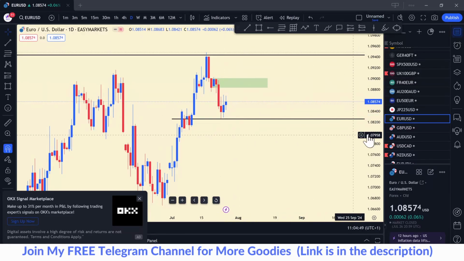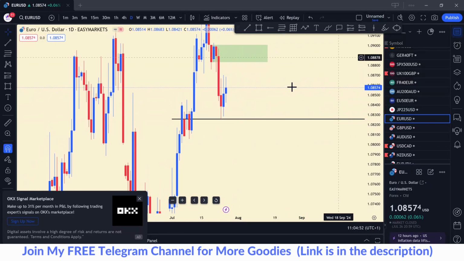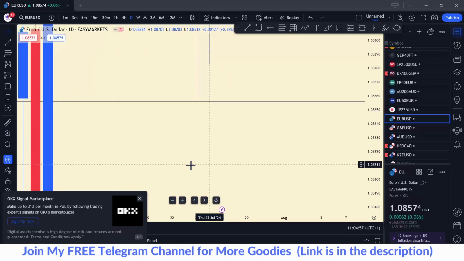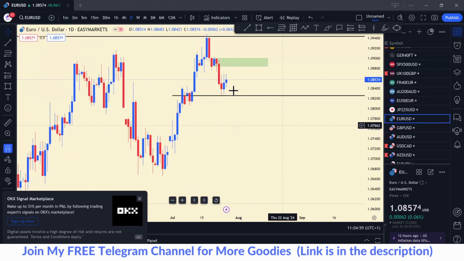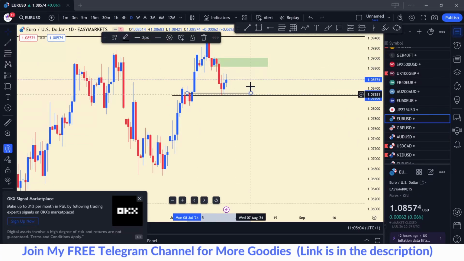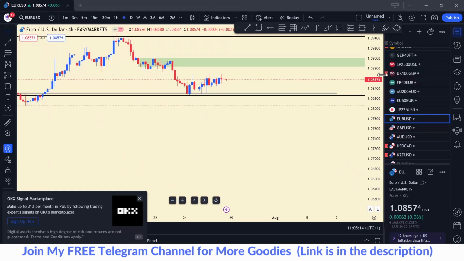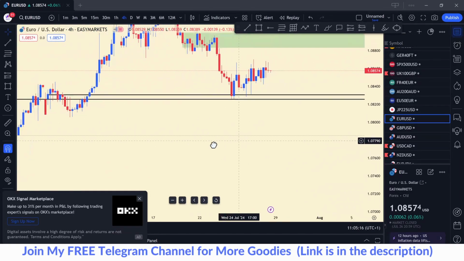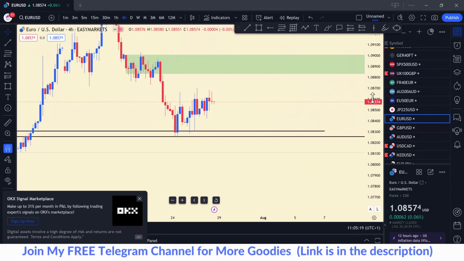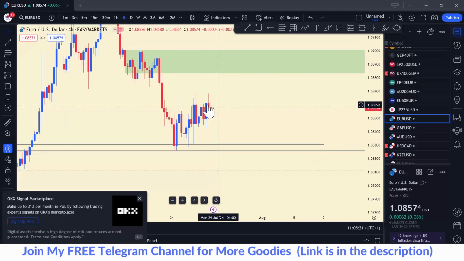So we have this nice rejection. I have to confirm this. We didn't tap in there. So we can say this is a weekly daily rejection here. Okay. So this is a weekly level. Anything below it is golden. All right. So on the 4 hour, the daily is still bearish. Daily is still bearish.